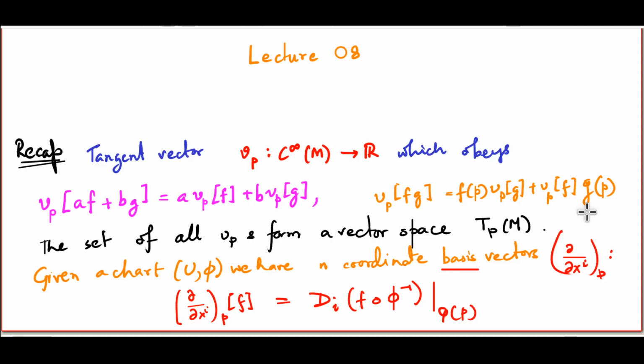And as I have said before, the fact that you are actually differentiating f composite phi inverse should not come too much as a surprise, or should not even look too unfamiliar. Whenever you talk of a function on a manifold, usually it is the composite function you're talking about. When you're talking of a function defined on, say, the surface of a sphere, you typically talk of a function of theta and phi.